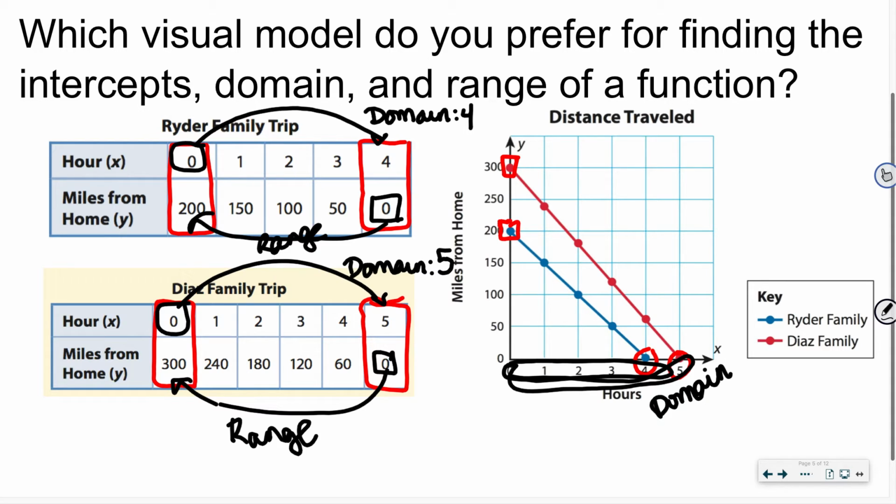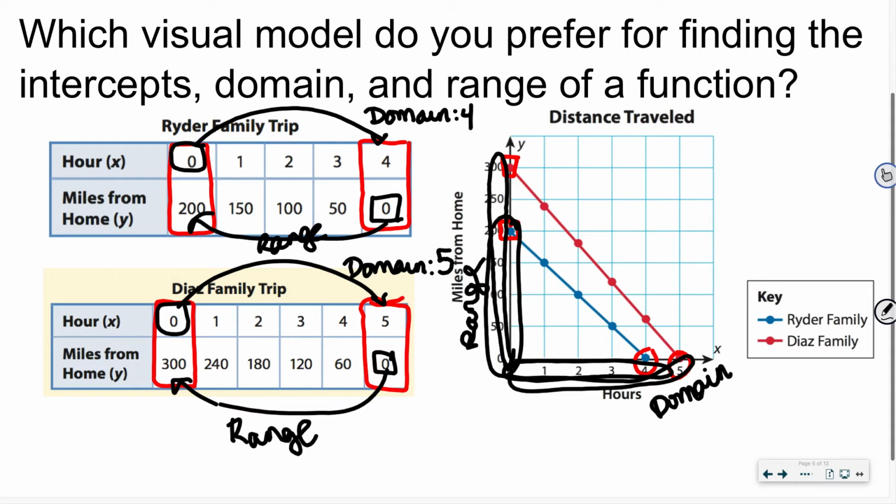I'm sorry, last one, I forgot the graph. On the graph, the range, how would you identify it? How far our y values are going. Here. That would be how to identify your range.